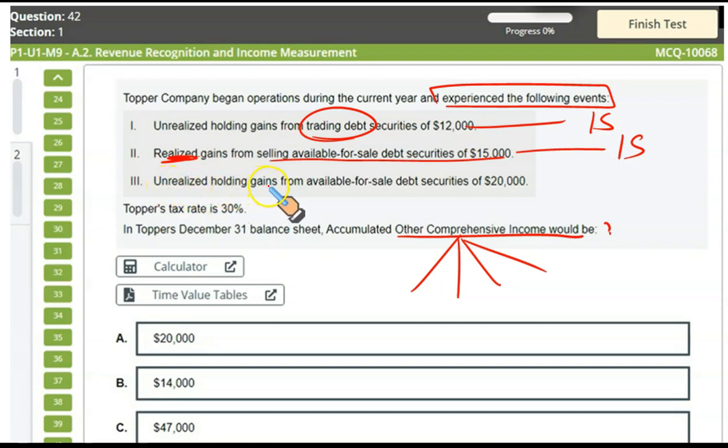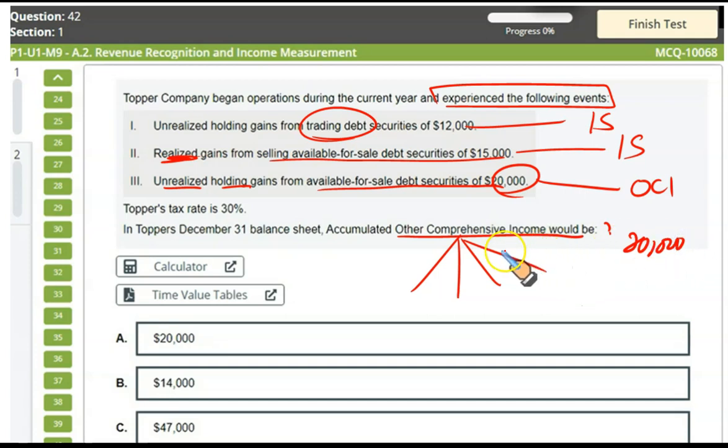Unrealized holding gains for available for sale debt security. Yes, that is something we report in other comprehensive income. So yes, there is a gain of $20,000, and since the tax impact is to be shown as well, tax at the rate of 30% on 20,000 is going to be 6,000. So net of tax OCI would be credited with 14,000. So that would make B the correct option. Next.